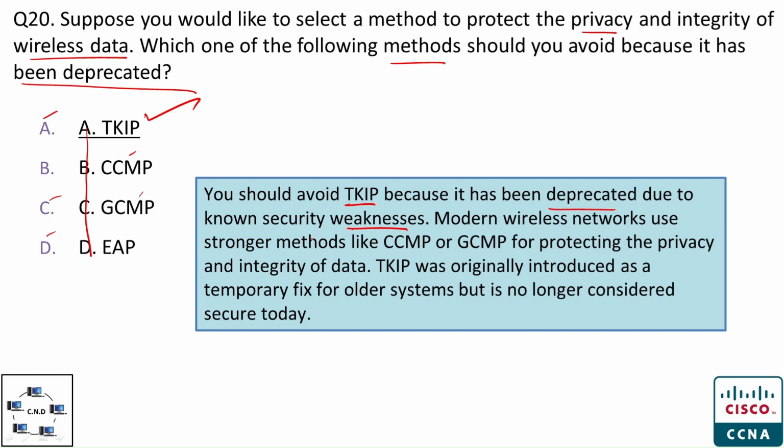Modern wireless networks use strong methods like CCMP or GCMP for protecting the privacy and integrity of data. TKIP was originally introduced as a temporary fix for older systems but is no longer considered secure today.